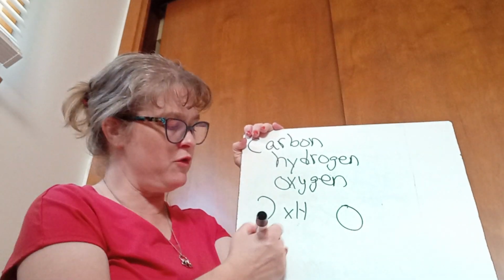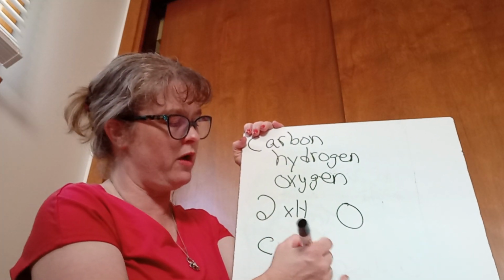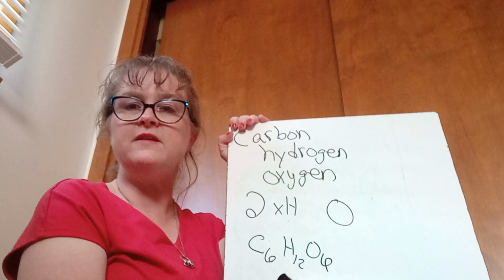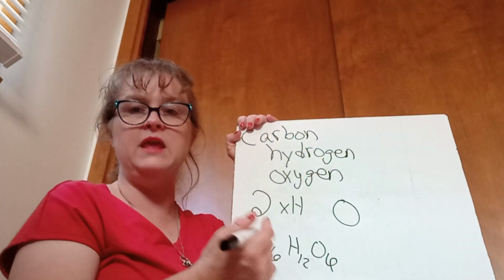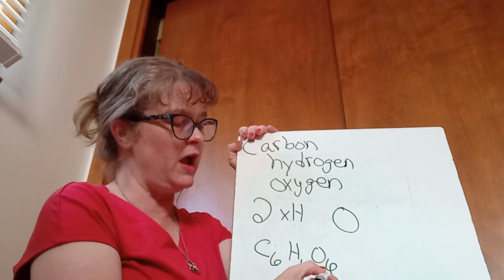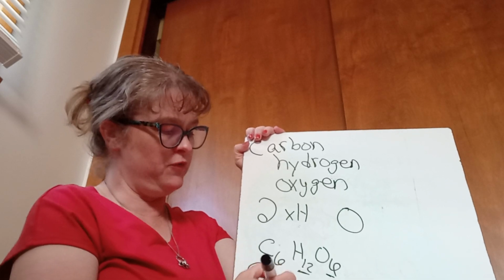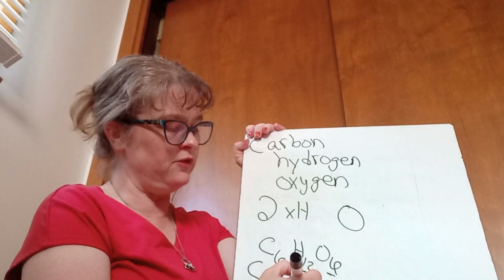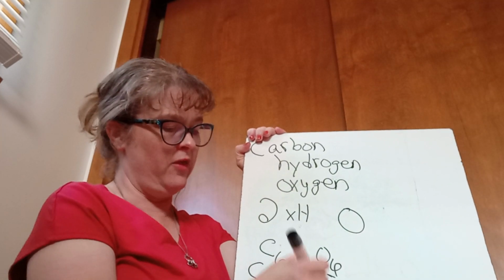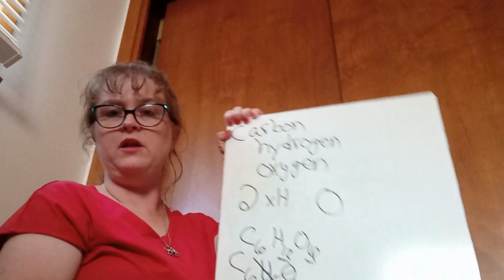So if your book gave you C6H12O6 and said, is this a carbohydrate? Yes, because there's twice as many hydrogen as oxygen. But if you were given C6H6O6, that is not a carbohydrate. The hydrogen and oxygen numbers are equal.